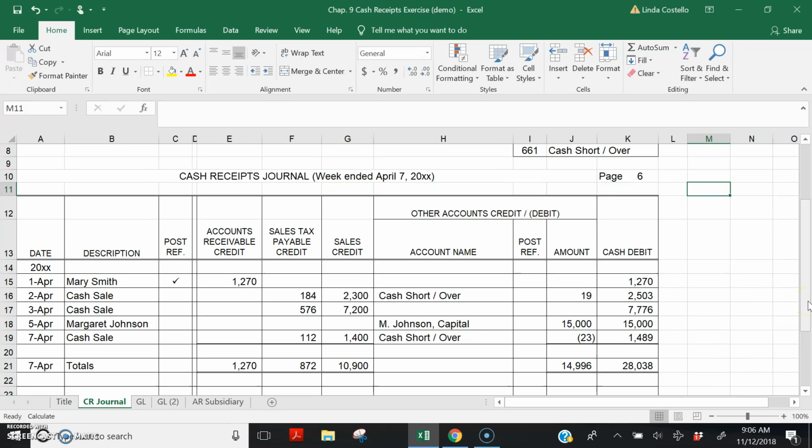Okay, now that we have finished recording the cash receipts transactions for the first week of April into the cash receipts journal and totaled up all of our columns, we need to check to see if we're in balance. Do debits equal credits? Does this debit equal the sum of these 4 credits? Let's check. 1,270 plus 872 plus 10,900 plus 14,996 equals 28,038. So our cash receipts journal is in balance.